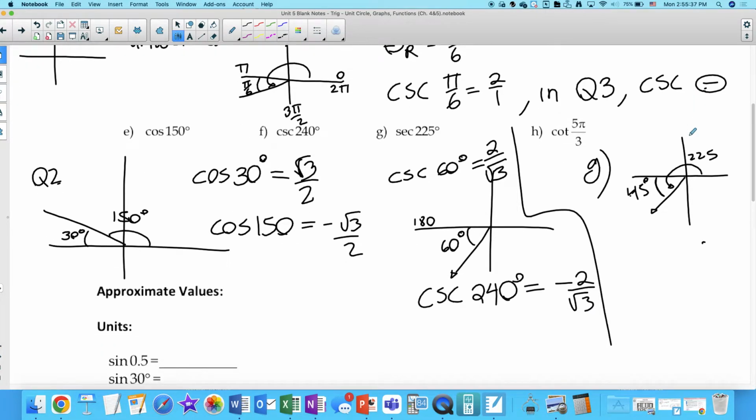Okay, so secant of 45 is root 2 over 1, or just root 2. Now I am in quadrant 3. Is secant positive or negative in quadrant 3? Negative, yes. So secant of 225 will be negative root 2, or negative root 2 over 1.